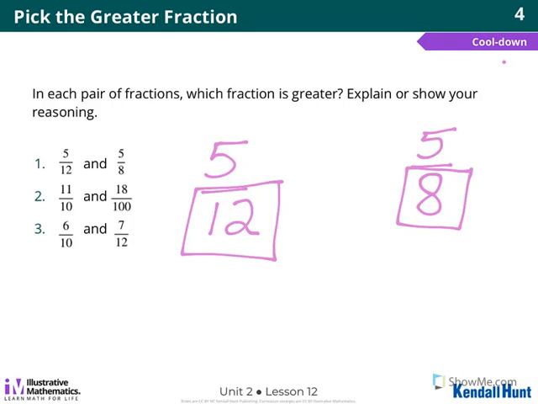Well, if I think about a pizza, each slice of a pizza split into 8s is going to be bigger than a pizza that is split into 12ths. The slices would be smaller. Therefore, 5/8 is greater than 5/12.